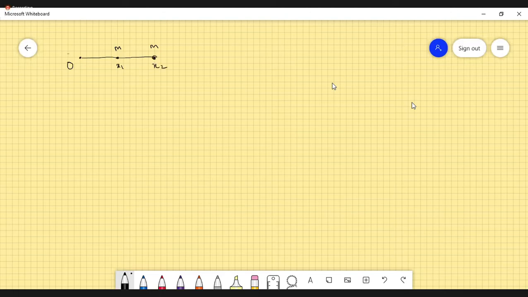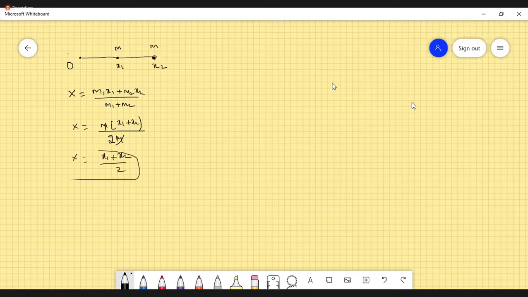x2 by 2. What is the formula? (m1 x1 plus m2 x2) by (m1 plus m2). m1 is equal to m2 is equal to m, so it will cancel. If you take it outside, x1 plus x2, divided by m1 plus m2, which is 2m. Understood?